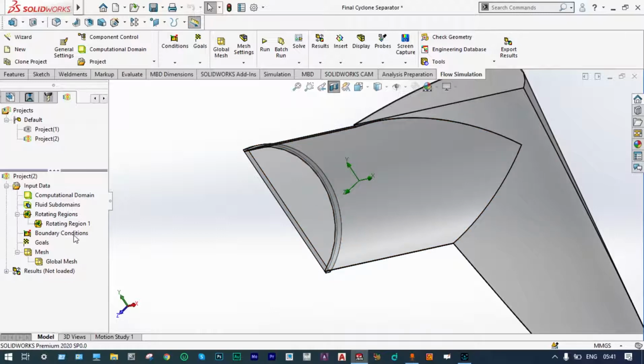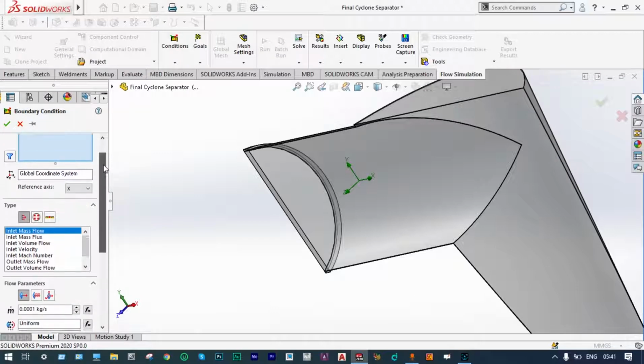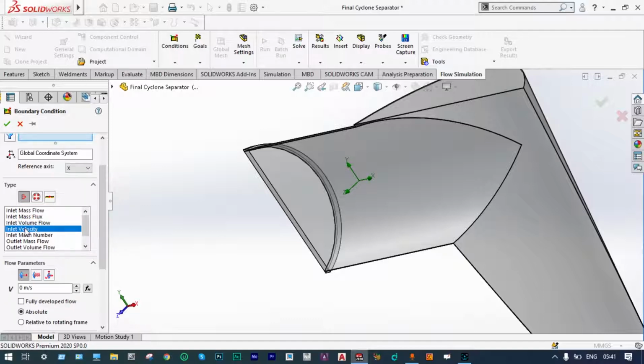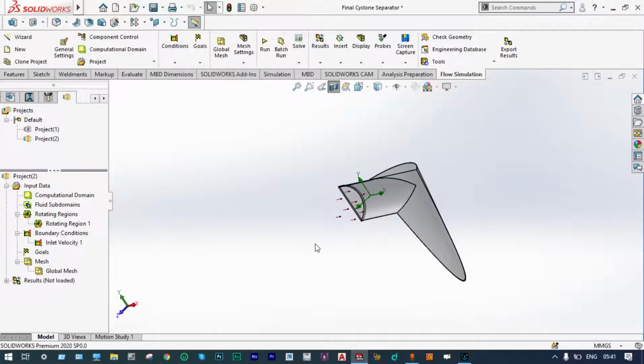Now we are applying boundary conditions at the entry location. Let us select Insert Boundary Condition, and for the inlet location we can apply different things like inlet mass flow rate or inlet velocity. Let us consider the inlet velocity to be 60 meters per second. Selected.